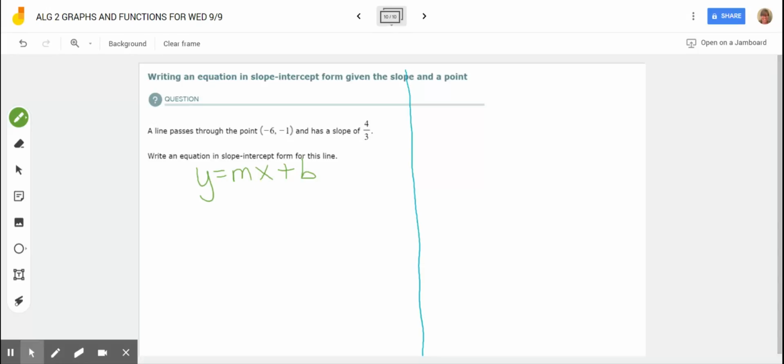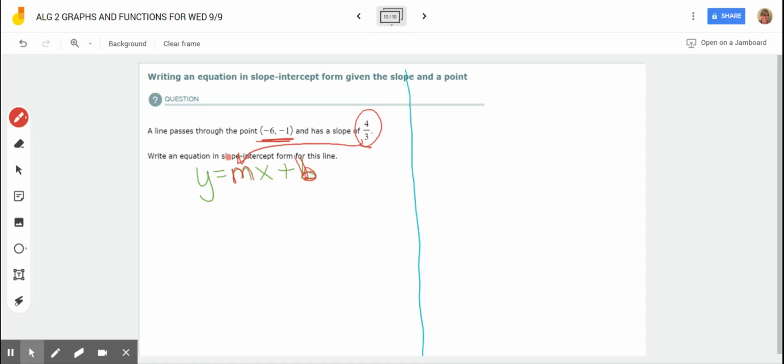That is the formula. What do you need? Seriously, what do you need to name this line? The y and the x stay there. All you need is the slope and the b. Well, what have they given you? They gave you a point, and they gave you the slope. Ooh, well, that's cool. They gave you the slope.